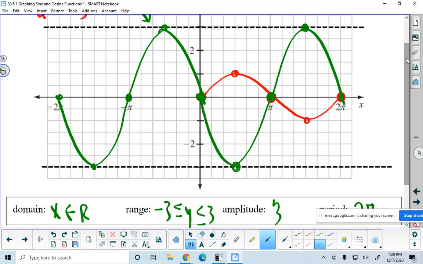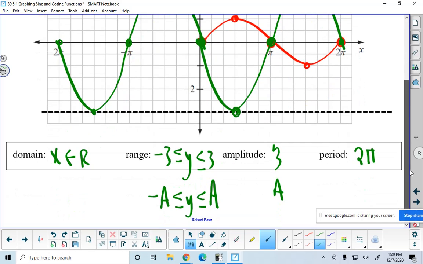By the way, the amplitude, I'm giving you a lot to think about here, is always the absolute value of the parameter little a. If little a is 10, the amplitude will be 10. If little a is negative 10, the amplitude will be 10.